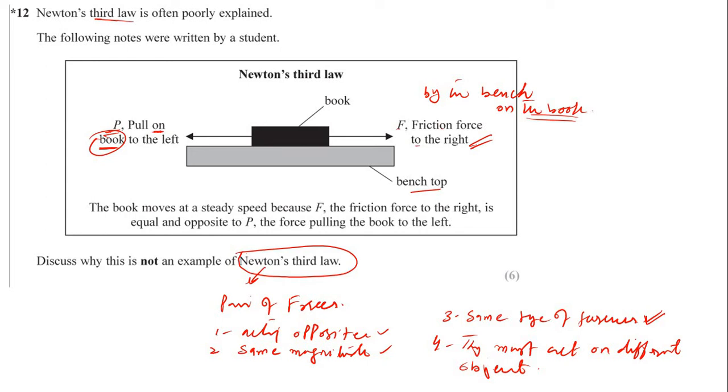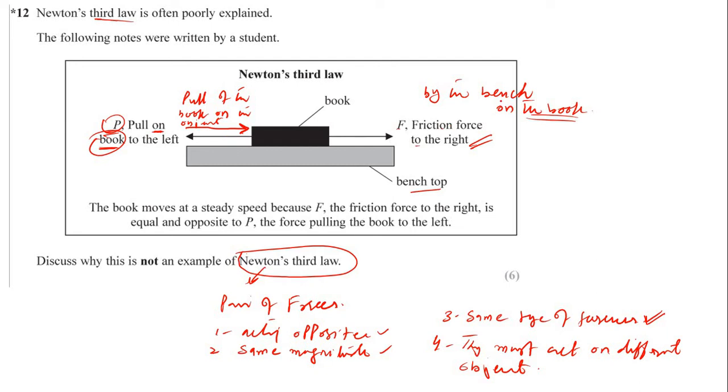According to Newton's third law, there has to be a Newton's third law pair of P, which is the pull of the book on the object that is applying P. So the Newton's third law pair of P is the pull of the book on the object who's pulling the book. So this is Newton's third law.